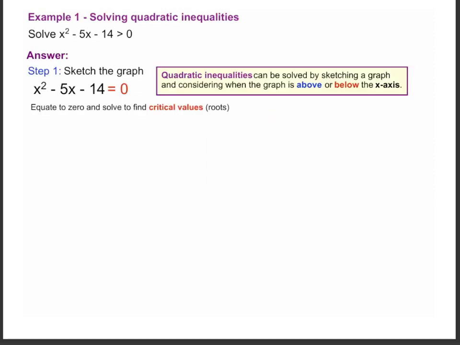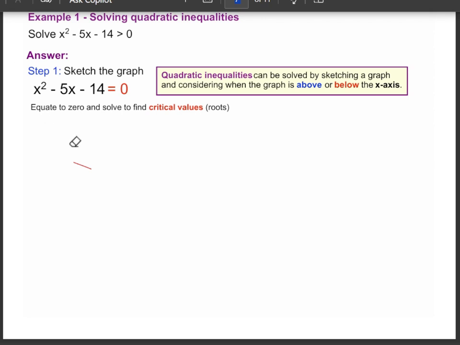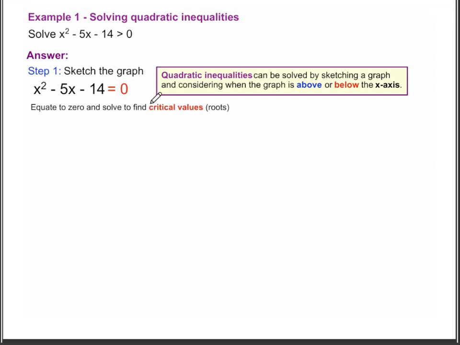Now, when you're looking at quadratic inequalities, we need to first start off by sketching. This is why we did the whole sketching section. We need to first start off by sketching the graph. So let's just go back to sketching this. And how did we sketch this usually? We would find the roots of this, right? And the shape of it. So obviously this is a U. Okay? It's going to be a U shaped.